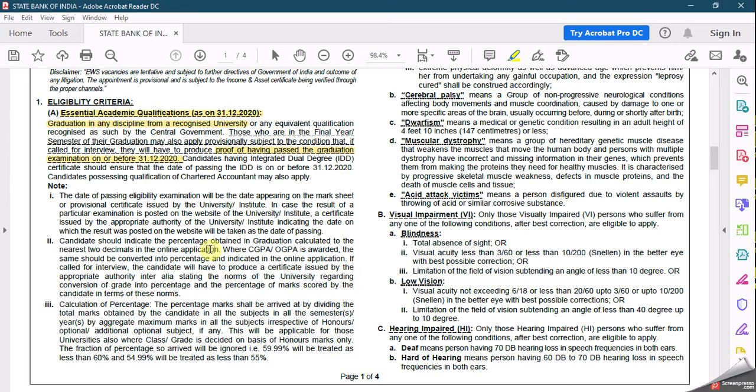Okay, then if we see here, they have given some note. Wherever you have a percentage, you have to write that there, and wherever CGPA or OGPA is awarded, it should be converted into percentage, and it should be indicated in the online application, that is while filling the exam form.